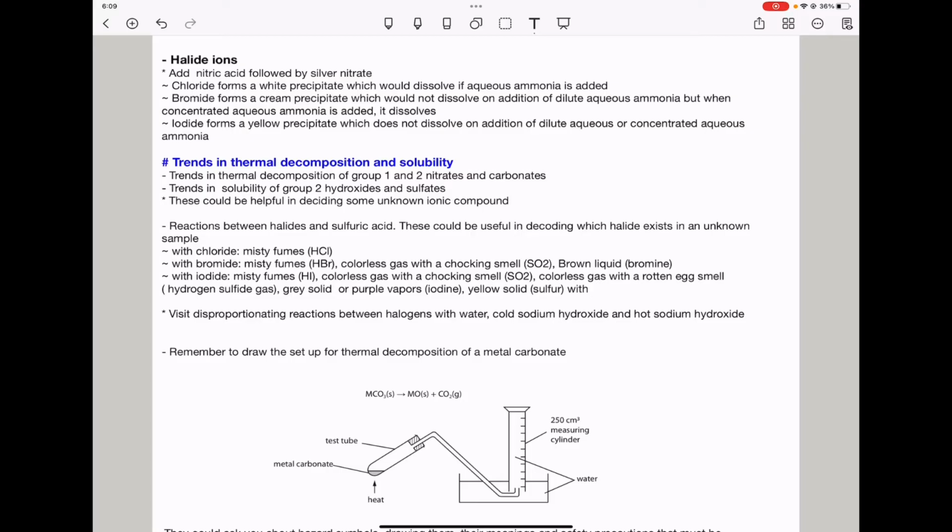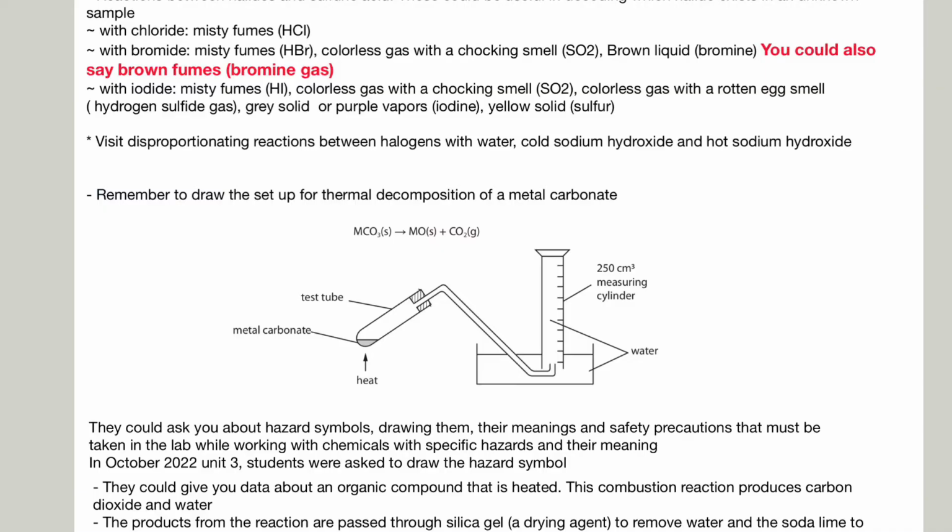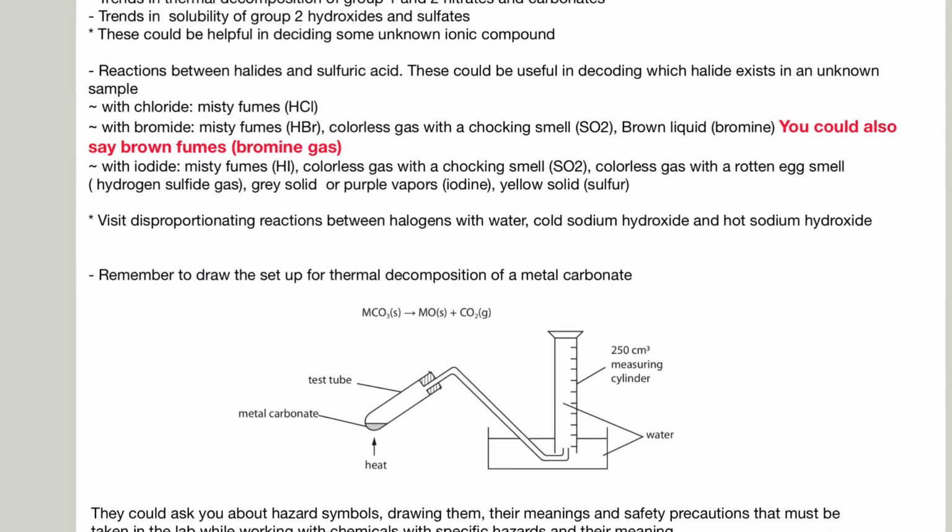You need to remember the reactions between halides and sulfuric acid, and this could be useful in decoding a halide existing in an unknown sample. Remember that when sulfuric acid reacts with chloride, misty fumes are going to be formed, and those are going to be HCl. When sulfuric acid reacts with bromide, misty fumes, which are HBr, as well as a colorless gas with a choking smell, which is sulfur dioxide, and the brown liquid, which is bromine. You could also say brown fumes.